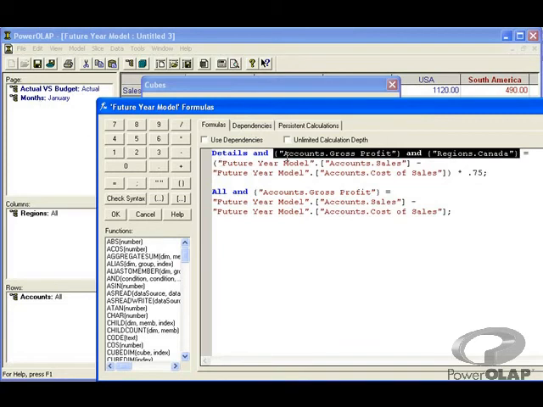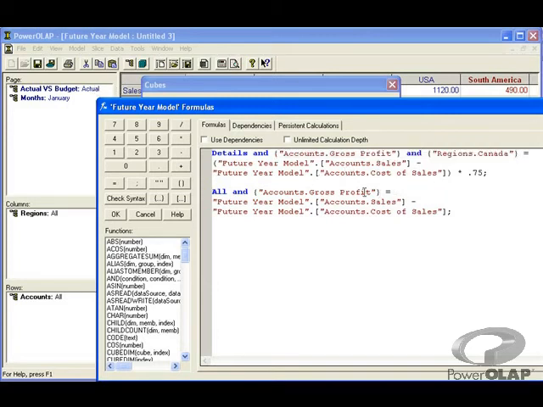Given the left-hand side of this formula, the intersection or region will be gross profit for Canada for all detail members of actual versus budget and all detail members of months. Therefore, January, February, all the way through December will fit into this left-hand side region, as well as actual and budget from the actual and budget cube.